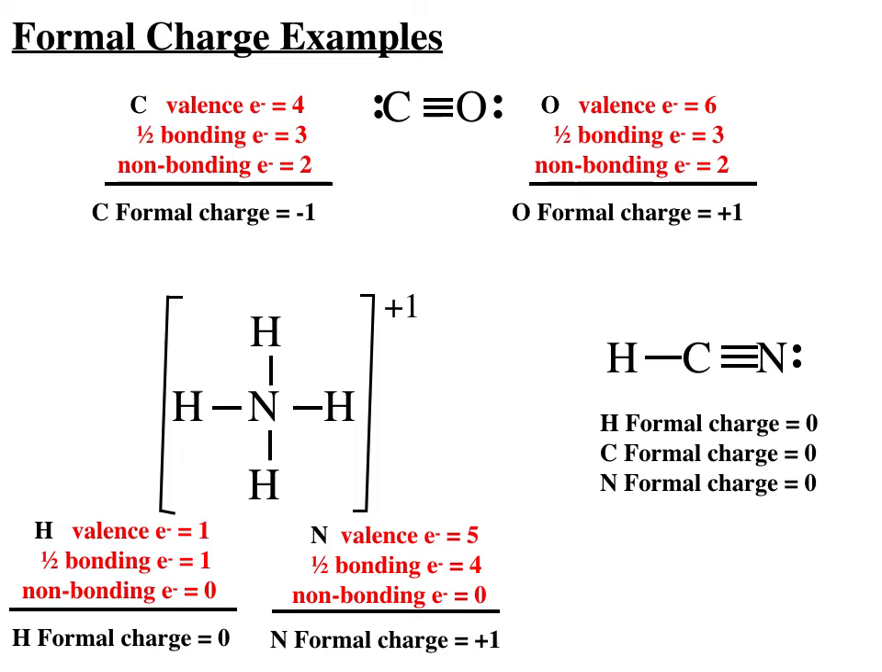Now I'll turn to the nitrogen. It begins with 5 valence electrons. Half the bonding electrons is 3, so I'll take 5 minus 3, and then I'll take also minus 2 for the non-bonding electrons. 5 minus 3 minus 2 is 0 for the formal charge on the nitrogen.